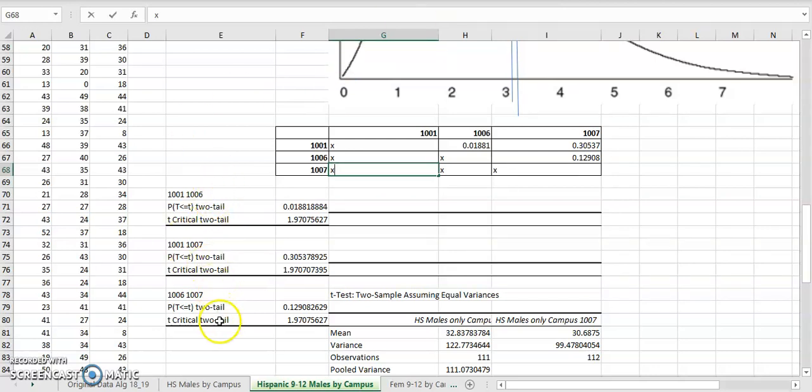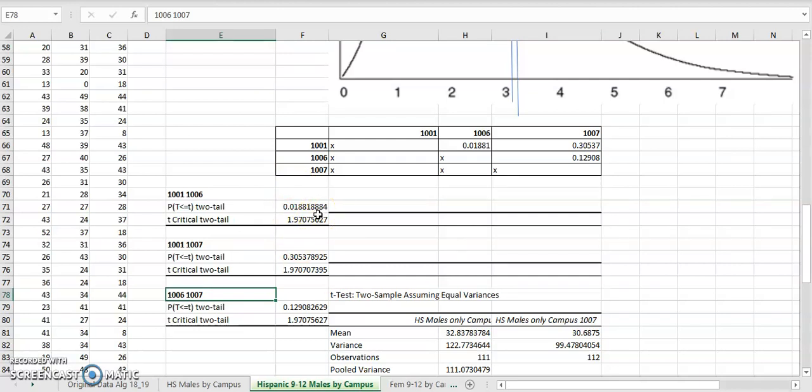And here are my t-test results. And you can see that my t-critical value was 1.97075627 on each of my t-criticals. And here are my campuses that basically are within this matrix. These are the outcomes of those t-tests.